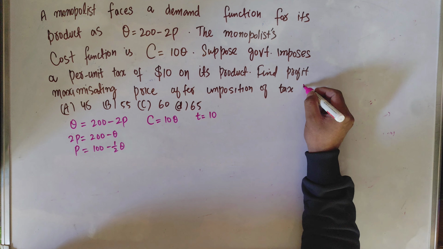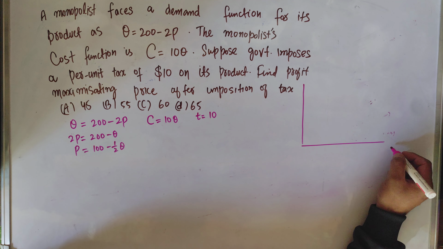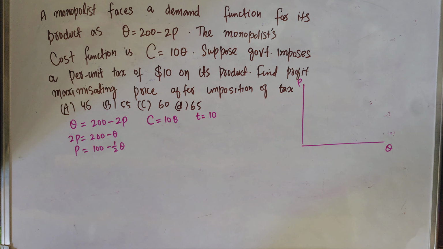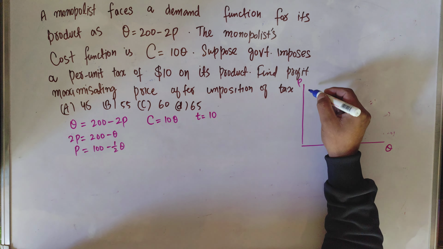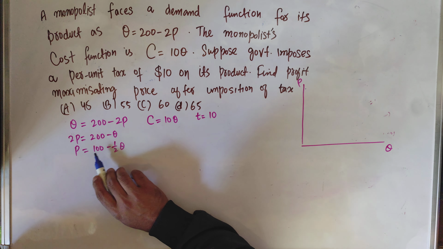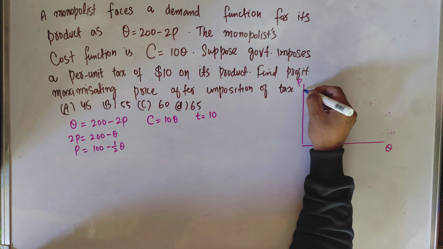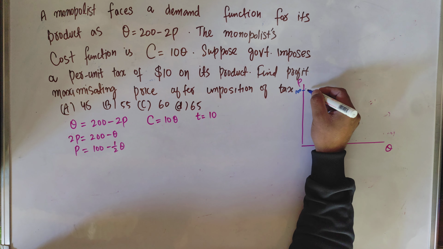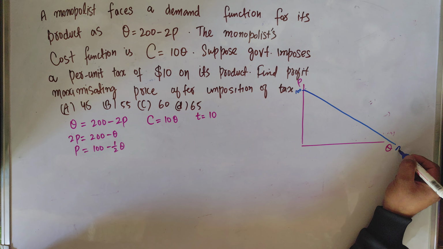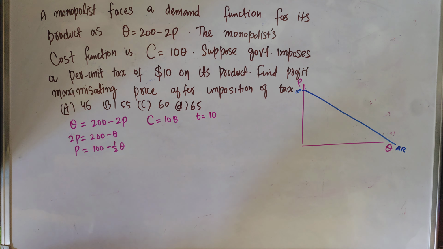Let me draw it here. We have output on the horizontal axis, price on the vertical axis. This is our inverse demand function, what we also call the average revenue function. What is the price intercept? You can see when Q = 0, P will be equal to 100. This is our price intercept and it is downward sloping. This is our inverse demand function or average revenue function also.